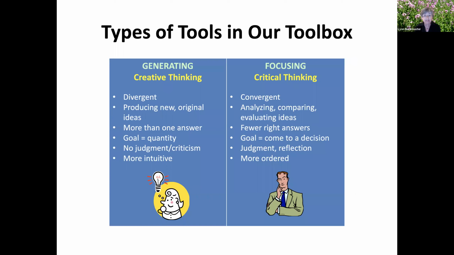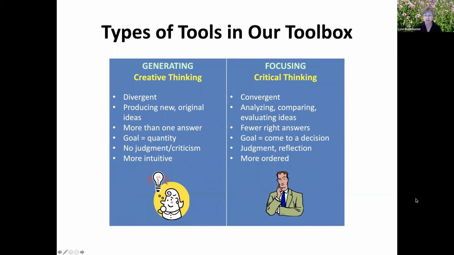There are 2 basic types of tools that we use. The generating tools are the more creative thinking types of tools. You're doing more divergent thinking, you're producing new and original ideas. There's typically more than one answer, and your goal is to get as many ideas as possible. While you're generating them, there's no judgment, there's no criticism, you're just trying to think of as many as possible. It's a more intuitive type of process.